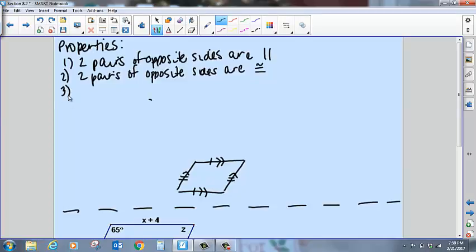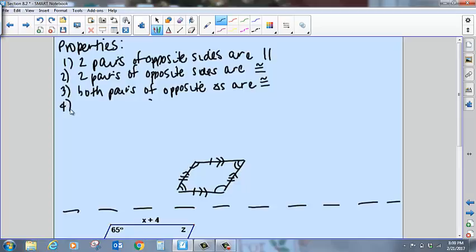Now the next property is that both pairs of opposite angles are congruent. So that means that this angle here is congruent to this one, and then this one is congruent to this one. Okay? All of these properties of the parallelogram are really important because we're going to build some different quadrilaterals from these properties.